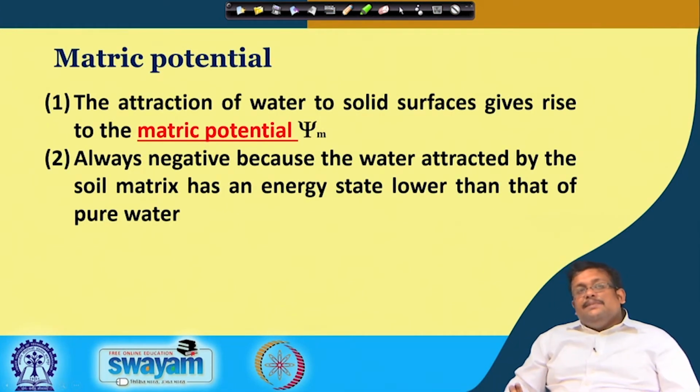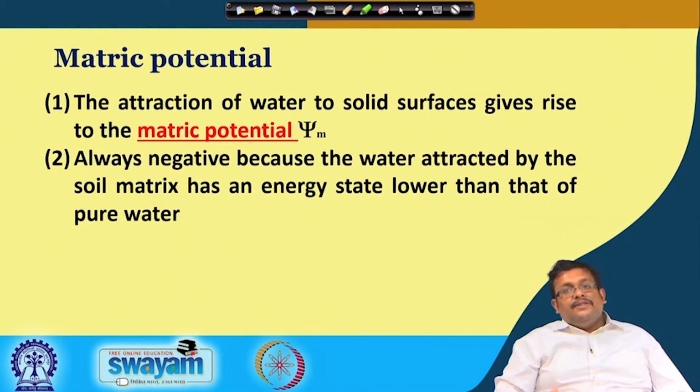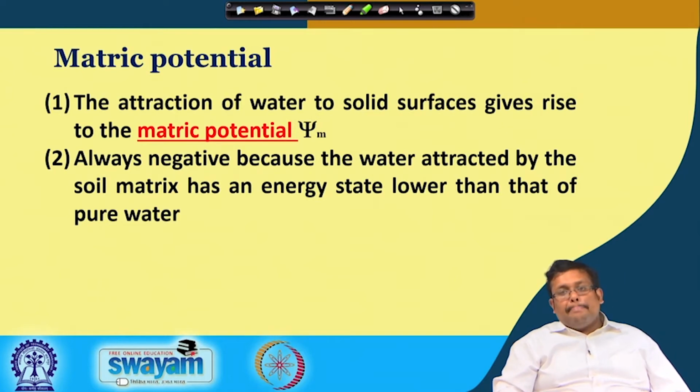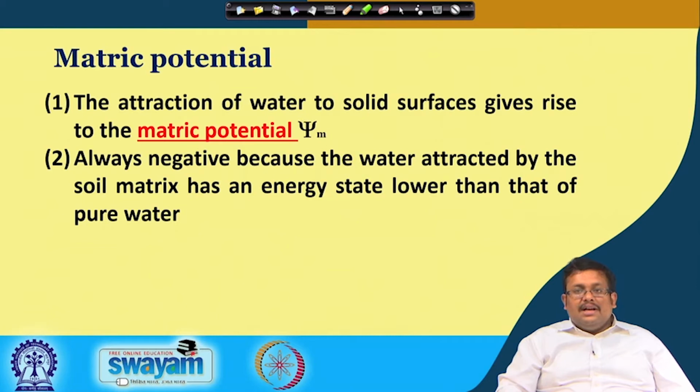And matric potential is basically the attraction of water to solid surfaces, which is psi m, and remember that it is always negative, because water attracted by the soil matrix has an energy state lower than that of pure water. As I have already shown you in the diagram, the matric potential and the osmotic potential are always negative, because the water attracted by the soil matrix has an energy state lower than that of pure water, which is considered as 0.